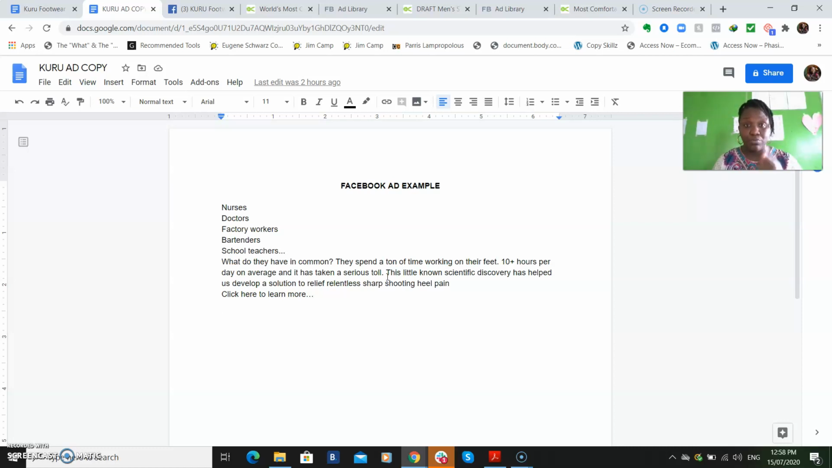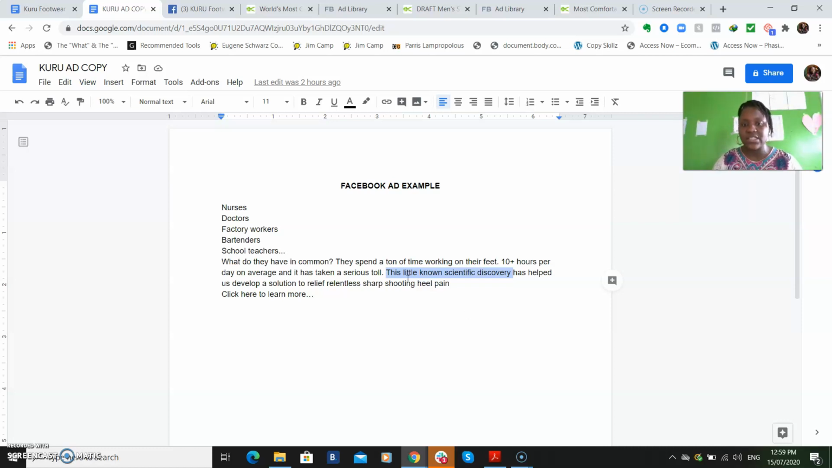Now, I say as proof, this little scientific discovery has helped us develop a solution to relieve relentless, sharp shooting heel pain. I wrote this to run for people with plantar fasciitis, because anyone with plantar fasciitis, once they see this, knows that the ad is talking to them, right? And then obviously this is going to be the proof that they need. It's also going to spark curiosity, which is a huge thing when you're writing Facebook ads, especially any kind of ad that you want customers to click through to another page. You usually want to give them a reason to click.